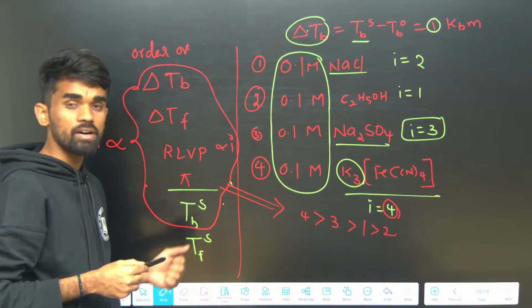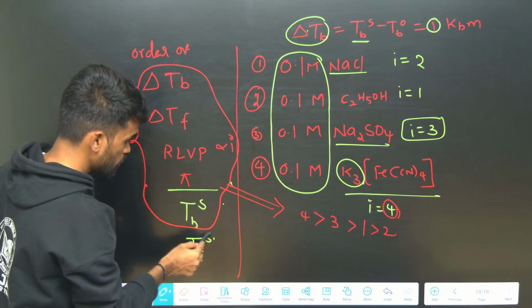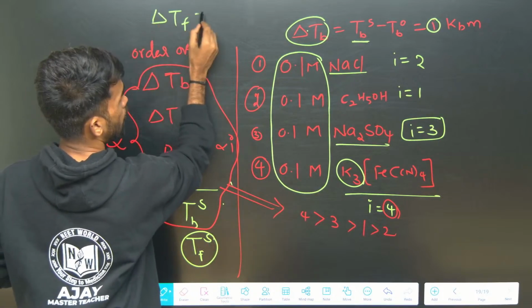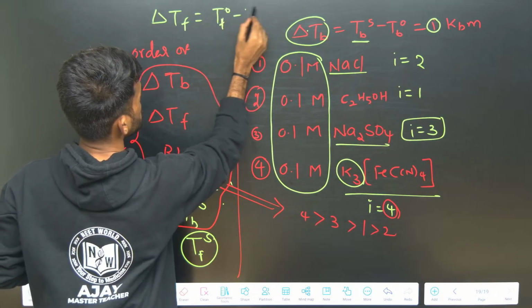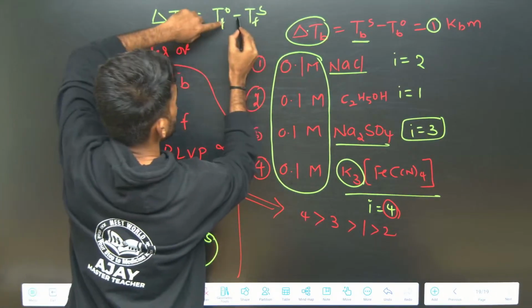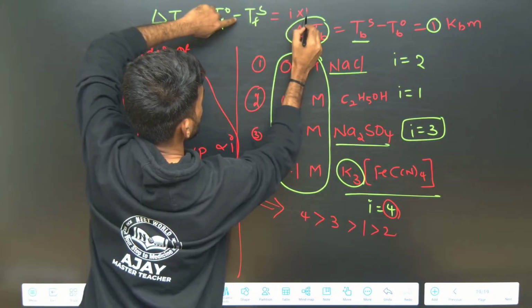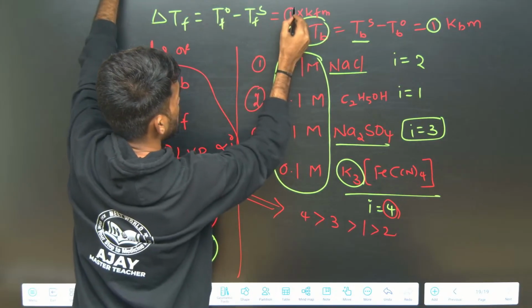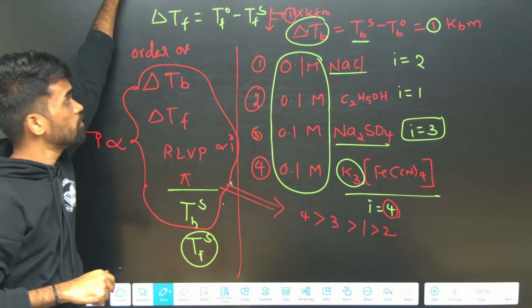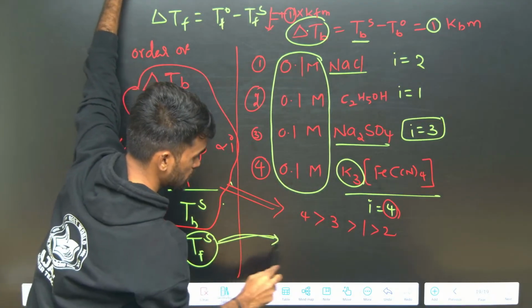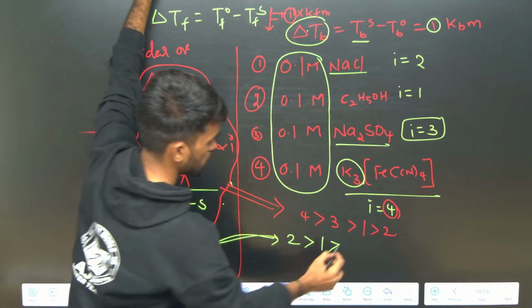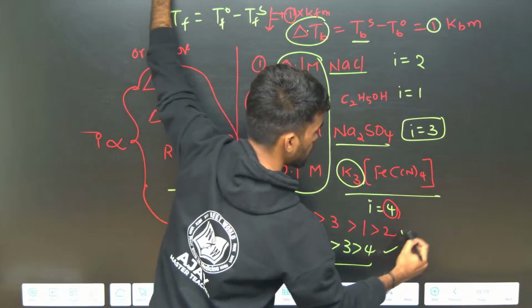What about delta TF? Delta TF increases, but the freezing point of the solution decreases, because we have the delta TF formula as TF naught minus TFS, which equals i Kf m. Like this we got it in the conclusion of the last class discussion. See here, there is a negative sign; the more the i value, the lesser is the freezing point of the solution. So based on this, the order will be reversed: 2 greater than 1 greater than 3 greater than 4. Hope the conclusion is also clear.